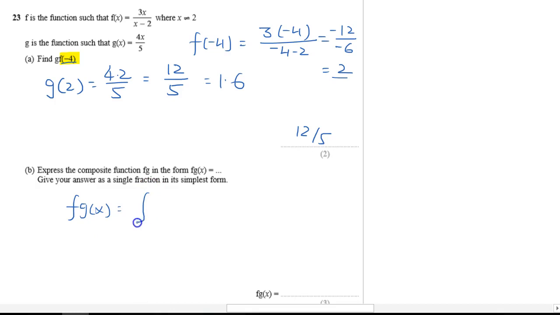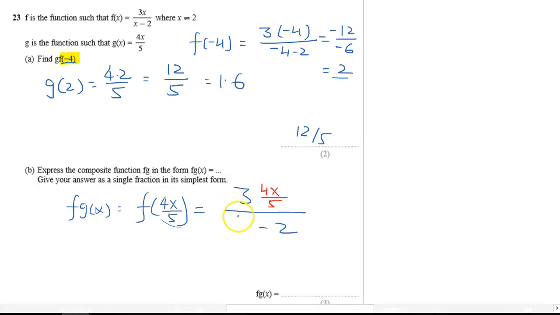f∘g(x). So it is f, and g(x) is 4x over 5. The function f is, let's say, 3x over x minus 2. Now we are going to replace this x by this. There is x, I replace this x, and I am replacing it by 4x over 5. In the same way, this x I am replacing by 4x over 5.